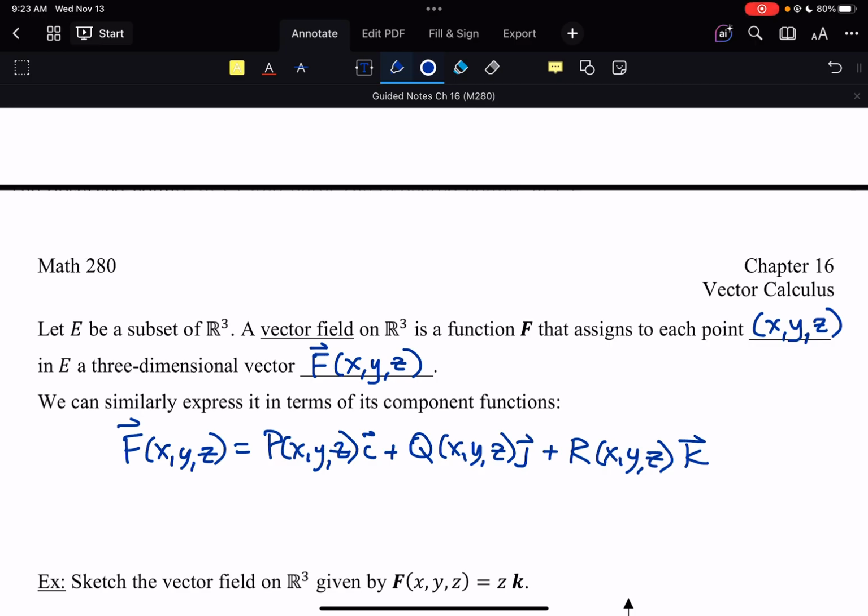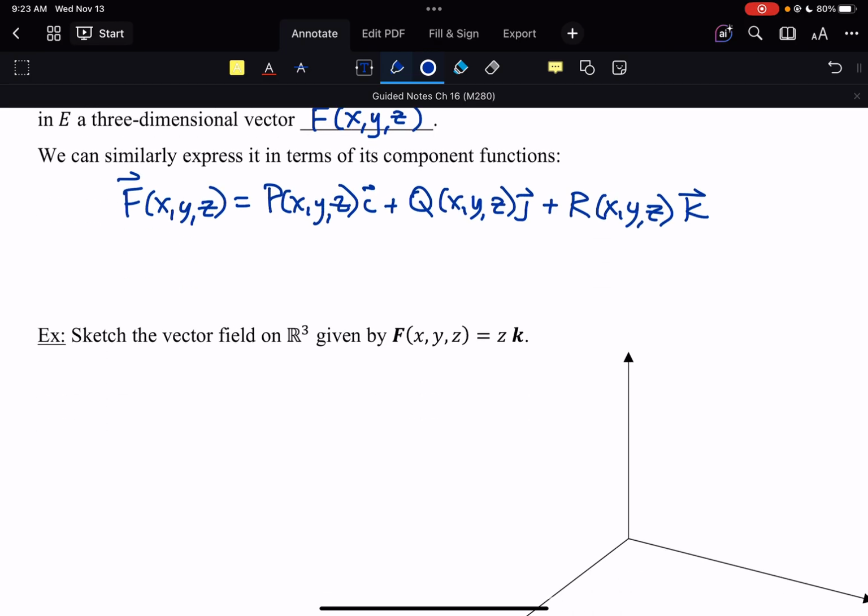So just like everything else we do in 3D, it's the same general setup as 2D, but with one extra variable and one extra component, right? So we have x, y, and z in each of these, and we have i, j, and k, not just i and j, but the general form is going to be the same going forward from there. So let's take a look at an example.